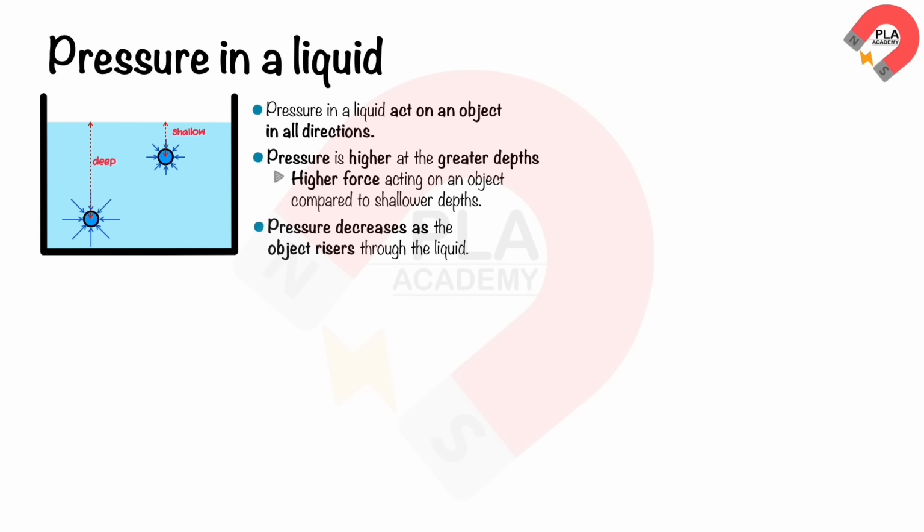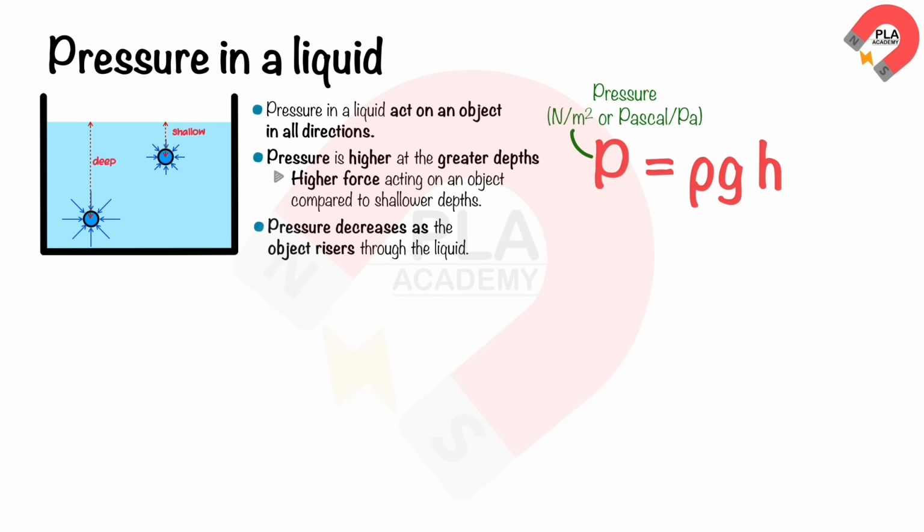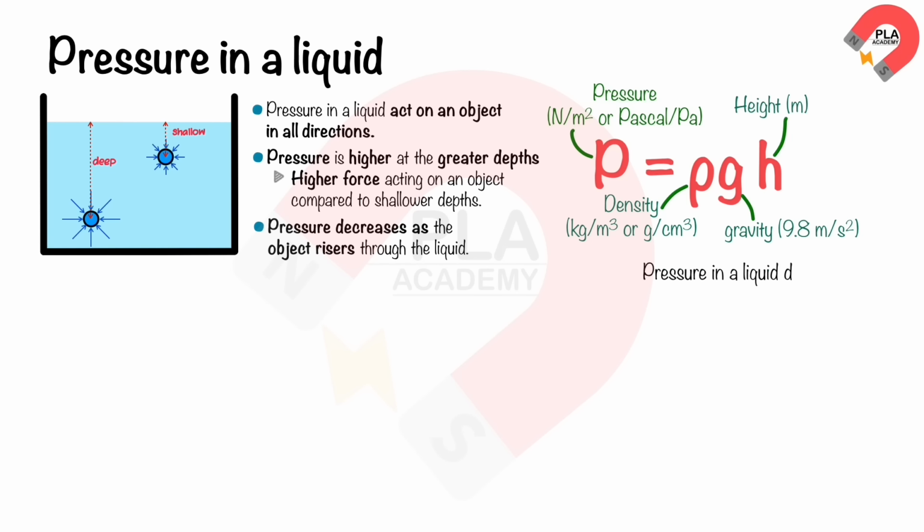The equation of pressure in a liquid is P equals rho g h, where P is pressure in newtons per meter squared or pascals. Rho is the density in kilograms per cubic meter. g is the acceleration due to gravity, equal to 9.8 meters per second squared. h is the depth in meters. We can conclude from this equation that the pressure in a liquid depends on the density of a liquid and the depth in a liquid.